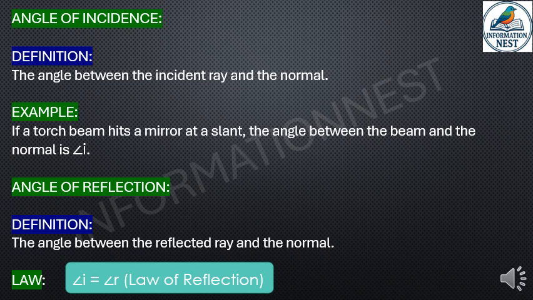Now, for the angle of reflection, this is the angle between the reflected ray and the normal. And here is the golden rule of light. Angle of incidence is equal to angle of reflection. That is the law of reflection. Light always bounces off at the same angle it came in. It's like playing ping pong with perfect aim.